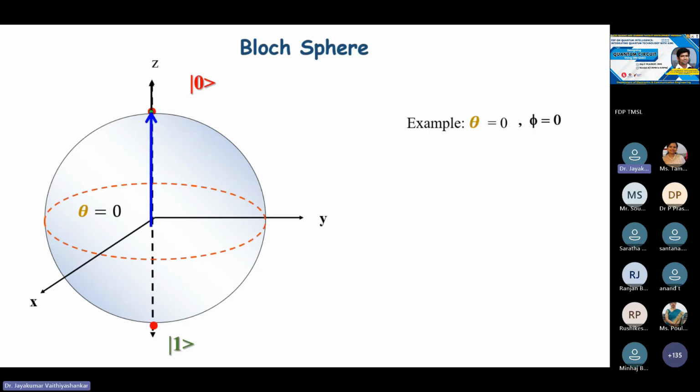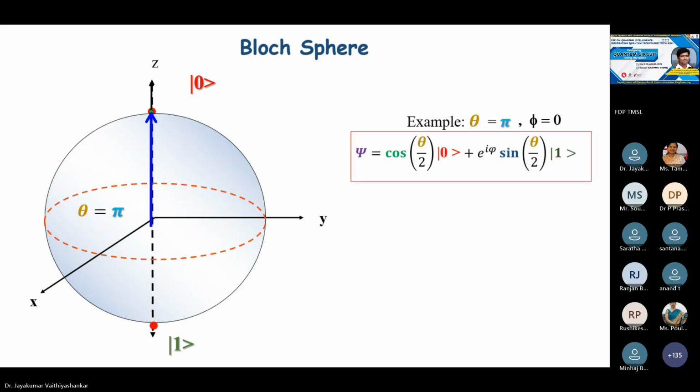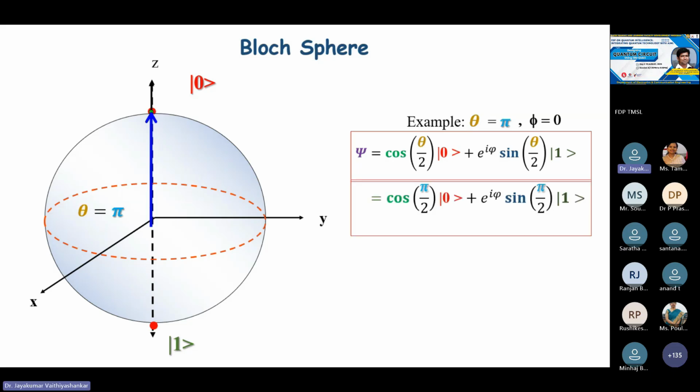So next, look over here. We try to change theta equal to pi. Imagine if you apply theta equal to pi, what happens? Apply it in this formula. Okay. So cos pi by 2 multiplied with state 0 plus e to the power i psi sin pi by 2 multiplied with state 1. So here this cos component becomes 0. So 0 into state 0, the whole component will get cancelled out. It will remain only sin pi by 2. So sin pi by 2 will be 1. 1 into state 1, you will get state 1.